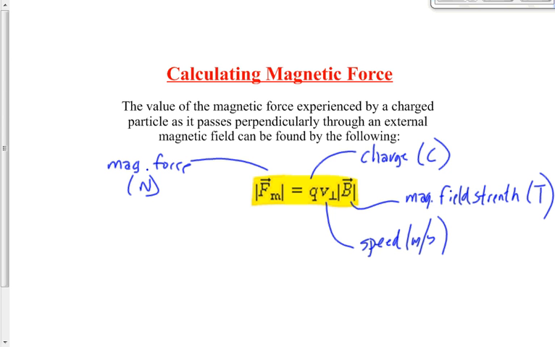Now, I want to ask you one little thing here. Little upside down T between the V and the B. What do you think that means? What do you think that little upside down T means? Lewis? Right. It's telling you that this equation is only valid if V and B are perpendicular to each other. If they're parallel, the equation is not valid.